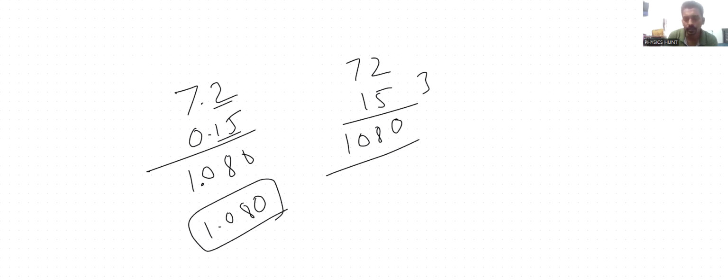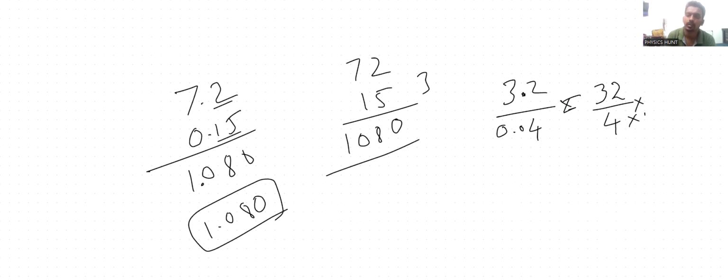Division you have to do in this way. 3.2 by 0.04 is there. So how to divide is, see, you can write 3.2 as 32 and 4. Now here in the numerator 1 decimal place is there. So in the denominator you take 10. And in the denominator 2 decimal places are there. So in the numerator you have to take 100.